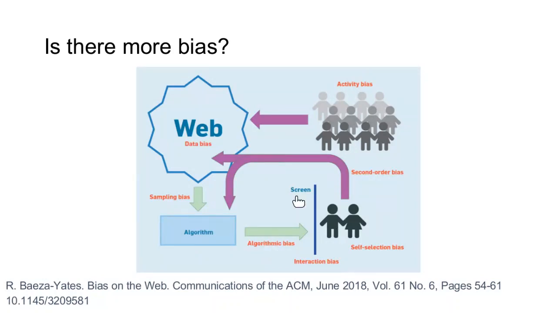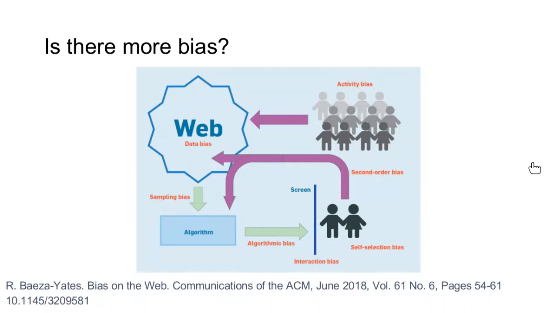Also, content providers will notice, okay, a lot of people are interested in this kind of document. Let's produce more similar content. That's why this second order bias has an impact on the data itself.